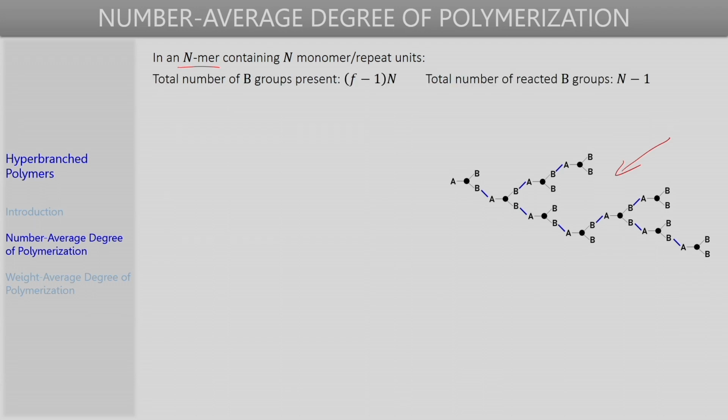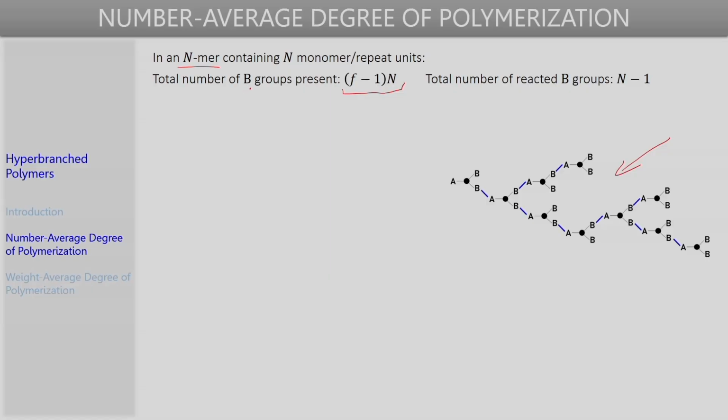Now, for any N-mer that we have, the total number of B groups present will be (F minus 1) times n. The reason for this is that a single N-mer molecule will contain n number of monomer units, and each monomer unit contains F minus 1 functional groups of type B. So, the total number of B groups present in an N-mer will be equal to (F minus 1) times n.